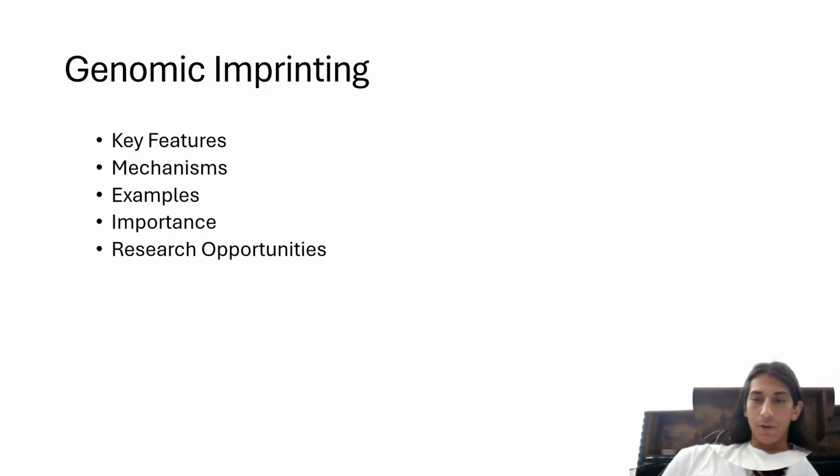Some research opportunities here, if you guys are interested in this kind of stuff. It's obviously under-researched to identify all the imprinted genes in humans and other organisms. Elucidating the mechanisms of genomic imprinting is essential for understanding its role in development and disease. Understanding genomic imprinting may lead to the development of new therapeutic strategies for diseases associated with imprinting dysregulation.